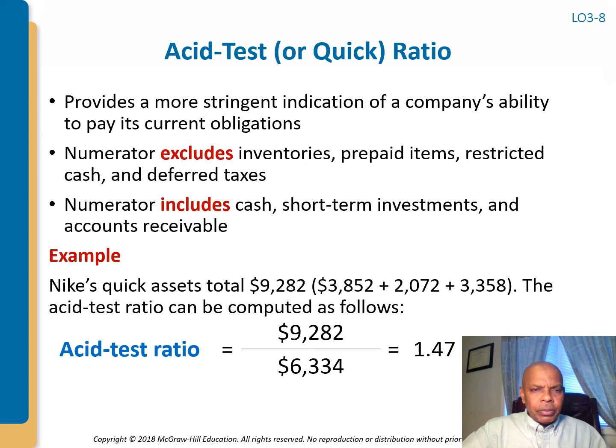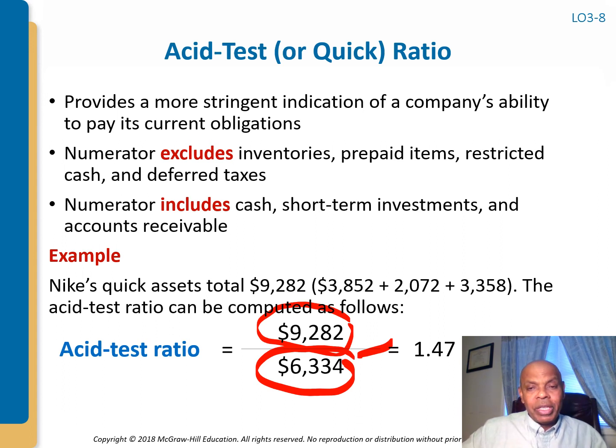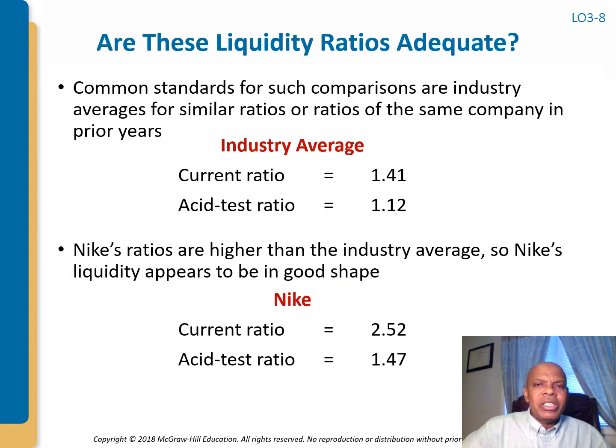So, for example, Nike's quick assets are 9,282. That includes cash, short-term investments, and accounts receivable. For the acid test ratio, your current liabilities are going to be the same, and only the current assets change. But still, they're in a very good position, very good health as far as liquidity is concerned, 1.47. Even if you pay the liabilities with the cash and short-term investments, you still have other current assets left.